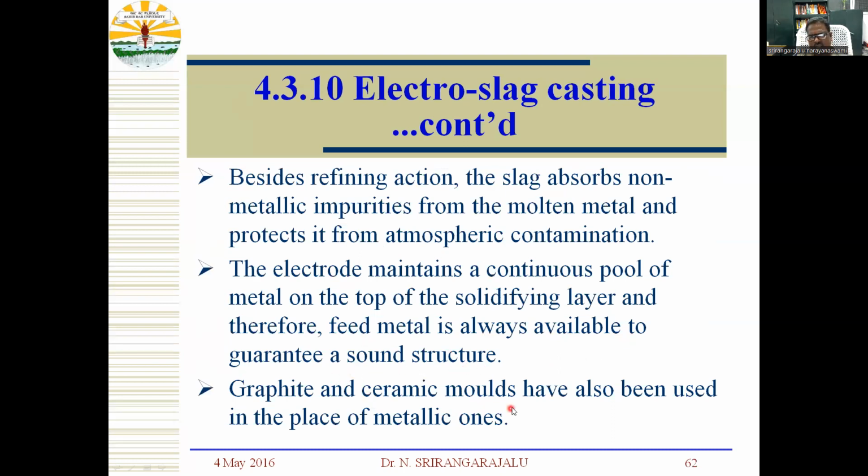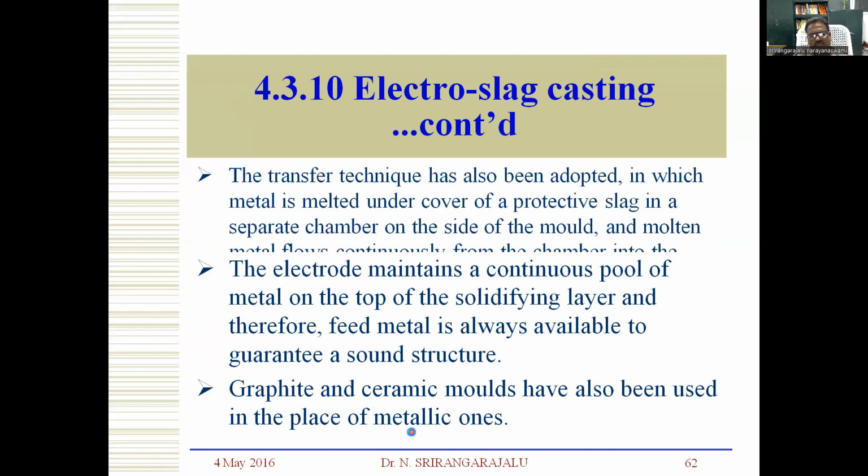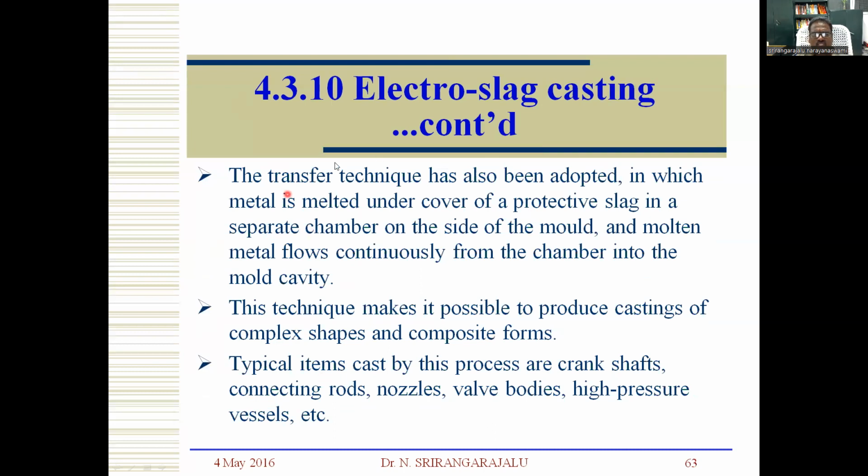Graphite and ceramic molds have also been used in place of metallic ones. The transfer technique has also been adopted, in which metal is melted under cover of protective slag in a separate chamber on the side of the mold. The molten metal flows continuously from the chamber into the mold cavity. This technique makes it possible to produce castings of complex shapes and composite forms.